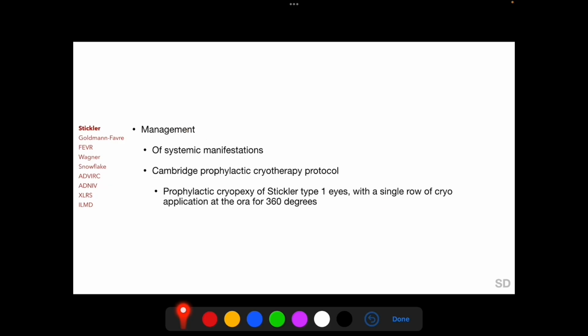Management of patients with chondrodysplasia with vitreoretinopathy includes management of systemic manifestations and prophylaxis for retinal detachment, with the Cambridge prophylactic cryotherapy protocol recommending prophylactic cryopexy of Stickler type 1 eyes with a single row of cryoapplication at the ora for 360 degrees.